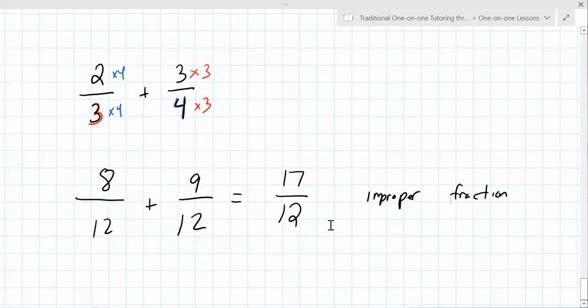I kind of remember doing the improper fractions and the mixed numbers. Isn't it like you divide the top by the bottom or vice versa? Yes, exactly. The top by the bottom, and then whatever the remainder is. So 17 divided by 12 is 1, and then the remainder is 5 over the bottom number.